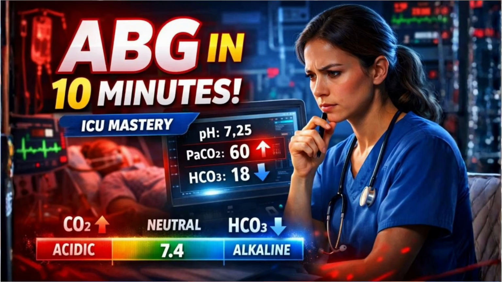ABG interpretation is a core skill that helps you quickly identify respiratory failure, metabolic crises, compensation patterns, and life-threatening mixed disorders. Remember this key principle. Always analyze the pH first, identify the primary disturbance, and then determine whether compensation is present. With consistent practice, ABG interpretation becomes faster, clearer, and far more intuitive.